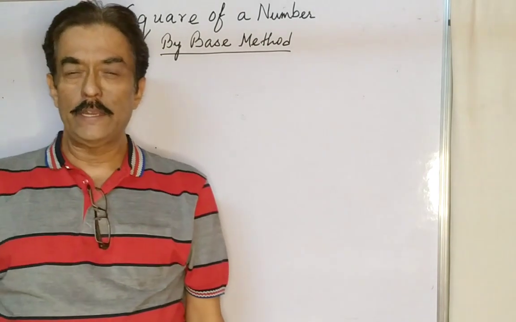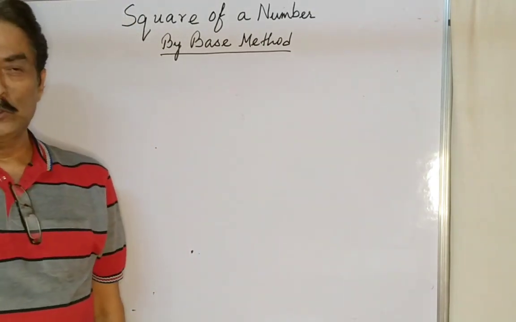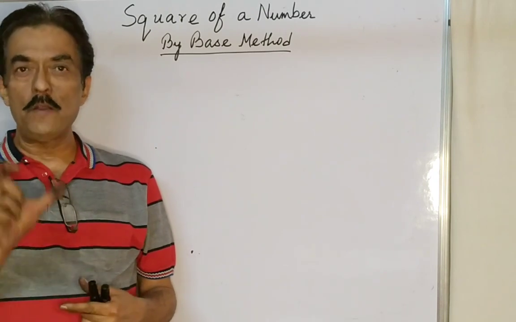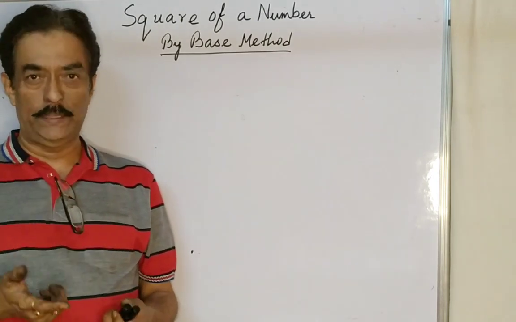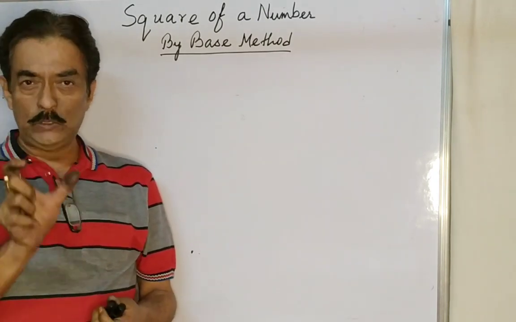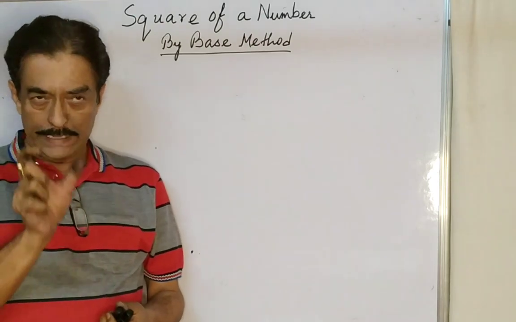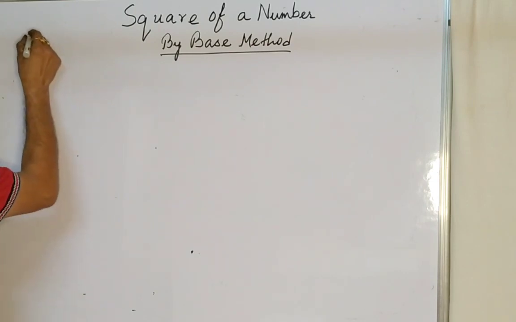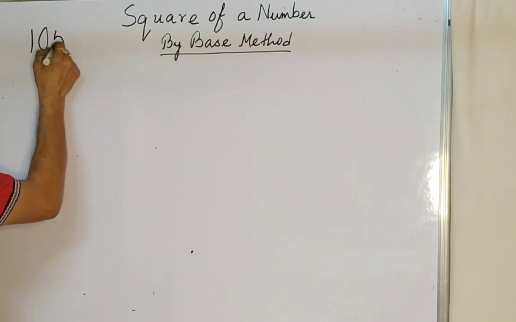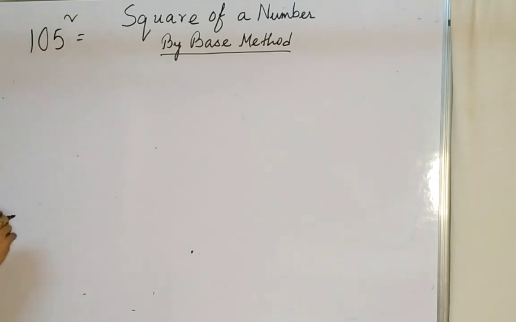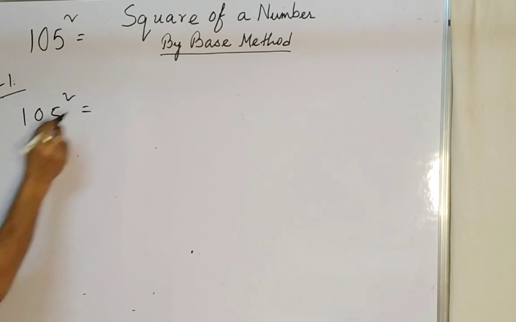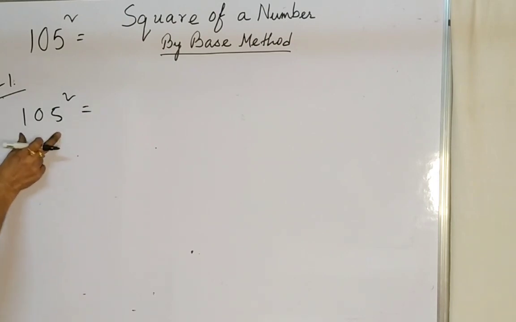Now we are giving one example. Students are requested to be very careful. One problem can be solved in 3 different ways. You have to find out which way you are taking fewer steps. Say I am taking one number, 105 square. Process 1. 105 square. We know how to make a 3-digit number square.